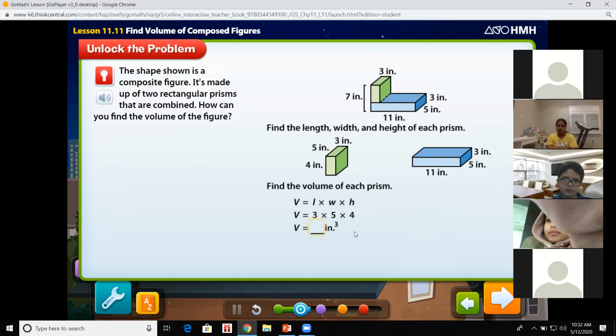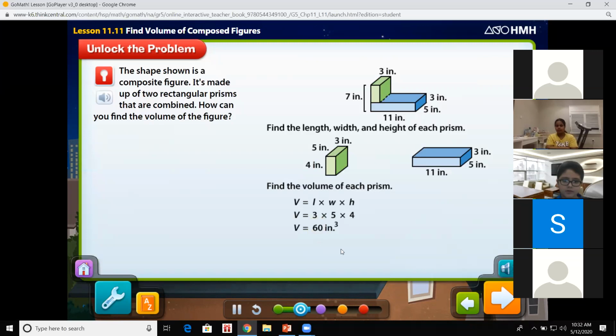Come on, multiplication table, brush up. What? 3 times 5 times 4. 3 times 5 is 15, times 4. 15 times 4, 60. Very good. The volume of the prism on the left is 60 cubic inches. Now find the volume of the other prism.